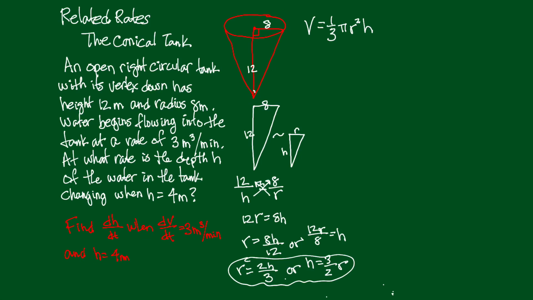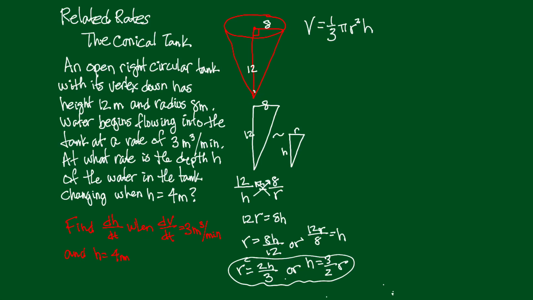Now look what we've got here. I've got a V, and if I differentiate it, I'm going to have that dV/dt. And look what else we have here. We have the r, and we have the h. Now I've got the r down here, and I've got the h over here. So which one do I want to use?